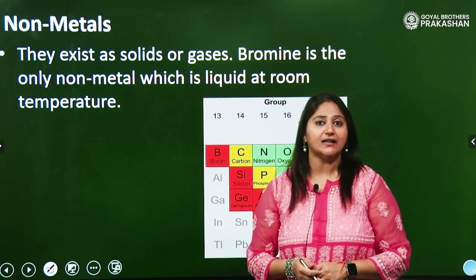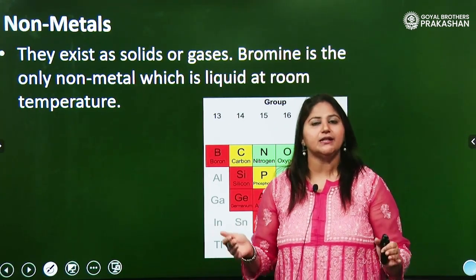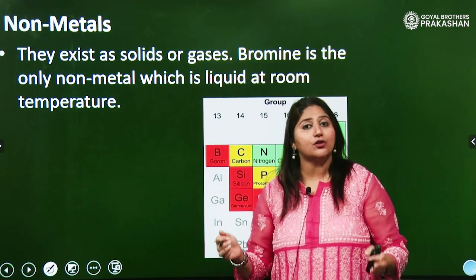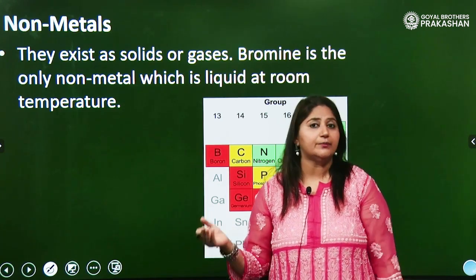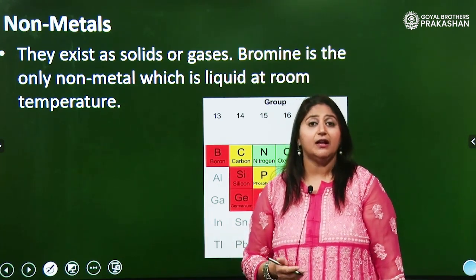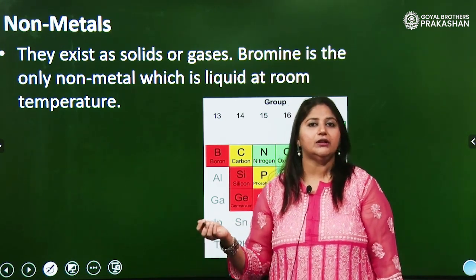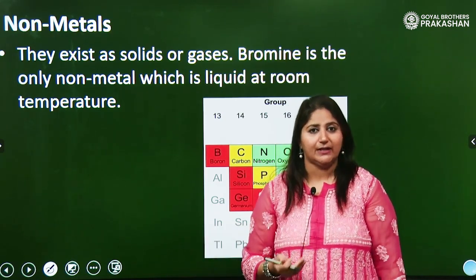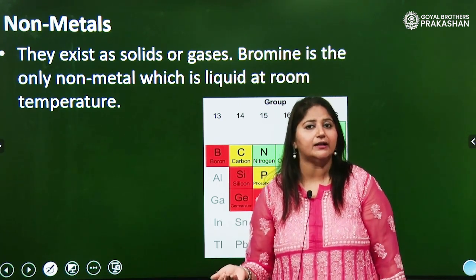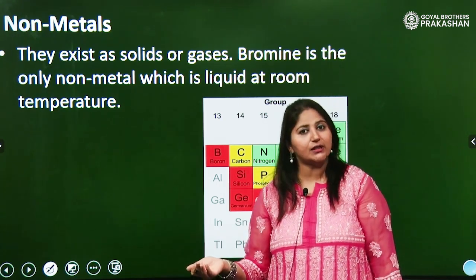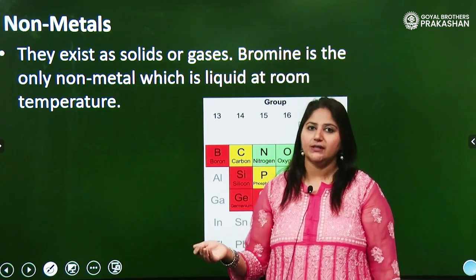Hello children, let's understand some important properties of nonmetals. So children, I'm sure you have understood the uses or the importance of nonmetals in daily life. Like nitrogen and oxygen, they are required: animals breathe in oxygen for respiration. Plants also respire and they also need oxygen. They need carbon dioxide for photosynthesis.